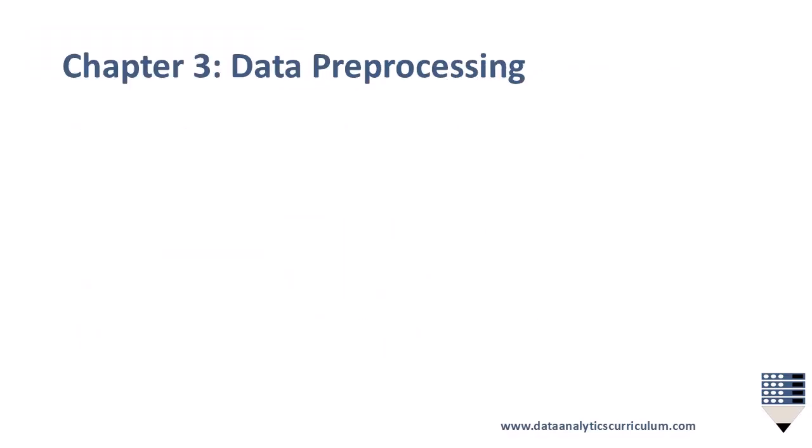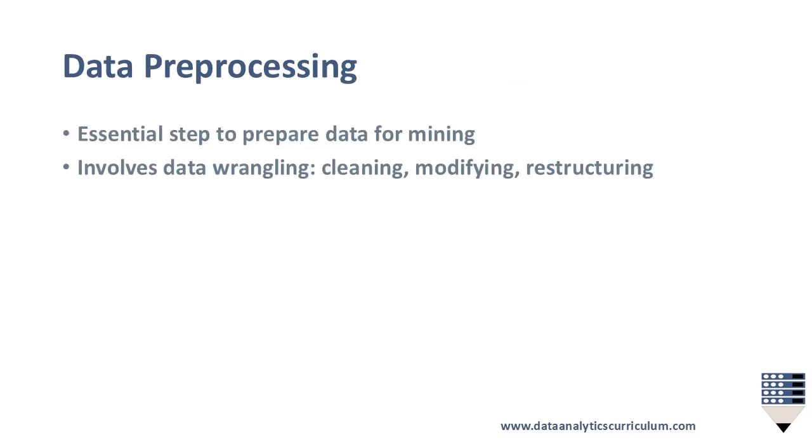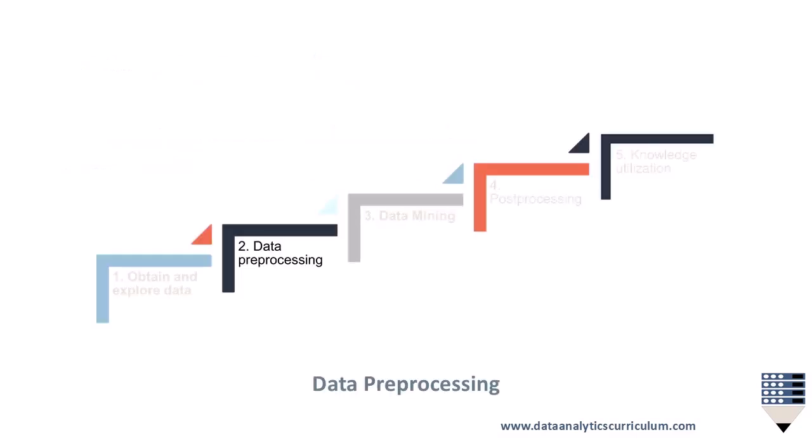Chapter 3: Data Preprocessing. Data preprocessing. Essential step to prepare data for mining. Involves data wrangling, cleaning, modifying, restructuring. Data preprocessing is the second of the 5 major steps in data mining.